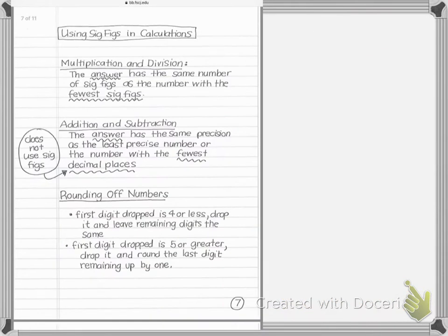Now, we don't really care so much about significant figures independently, just by themselves, but we have to understand that because what we really want to do is use significant figures in calculations. So let's look at the rules for that. The first rule is when you're multiplying and dividing. Basically, this is going to help us round our answers.